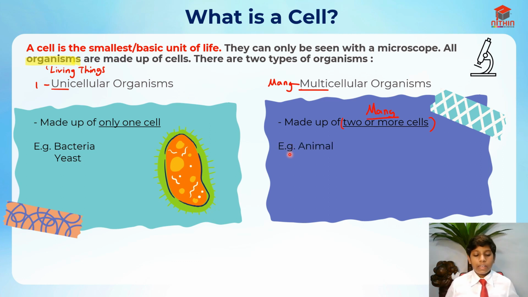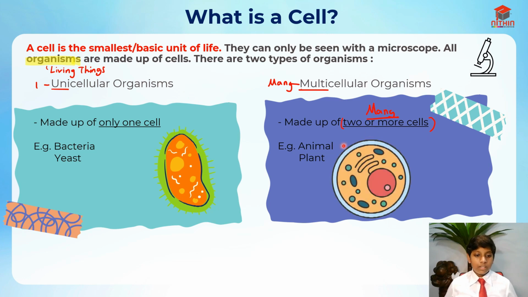So examples are like animals and plants. So animals, do you know that humans are actually a form of animals? Because humans fall under the category of mammals. And you have learned this in P3, right? That mammals are also animals, because in animals there are actually 6 categories and one of them is mammals. So we are also an animal. So this is an animal cell and this is a plant cell.